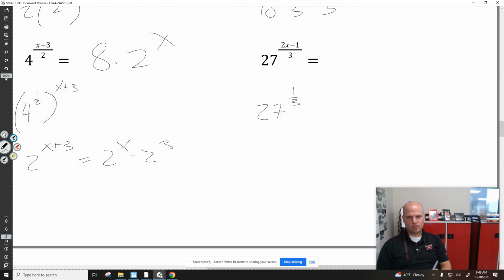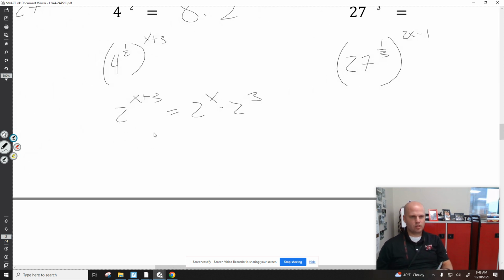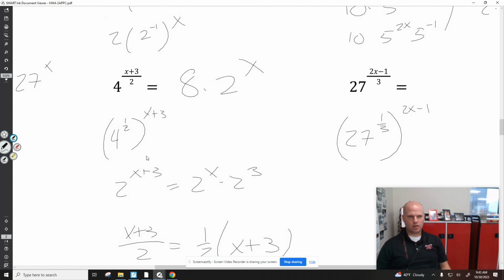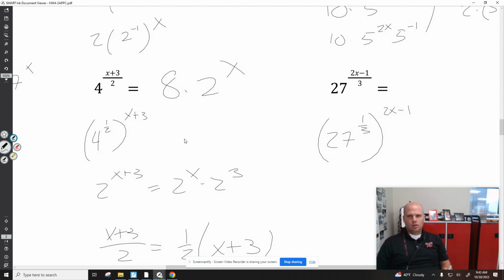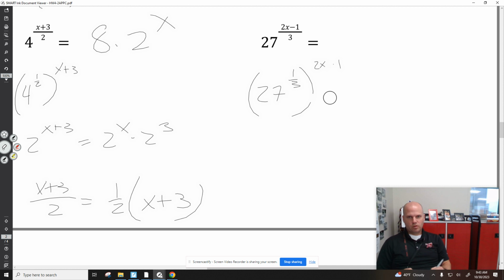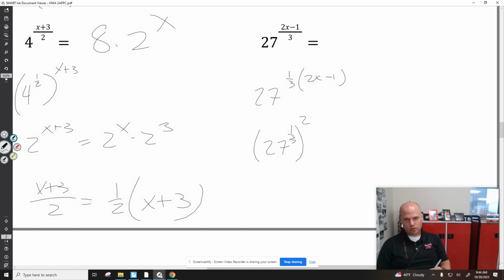exponent rule problems. This is 27 to the 1/3 times 2x minus 1. What's the better way to explain this? X plus 3 over 2 can be written as 1/2 times x plus 3. That's probably what I would tell you to do if you're not understanding this. 2x minus 1 over 3. I'm going to rewrite this one extra step just to really show you what's going on. That's 27 to the 1/3 times 2x minus 1, which can be written as 27 to the 1/3 to the 2x minus 1, which is going to be 3 to the 2x minus 1.